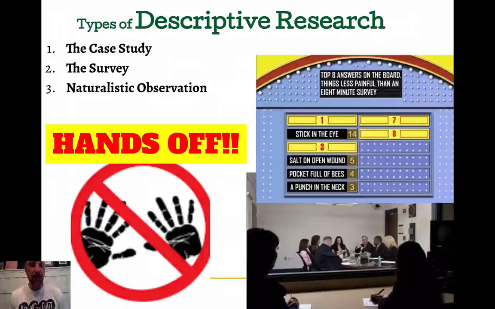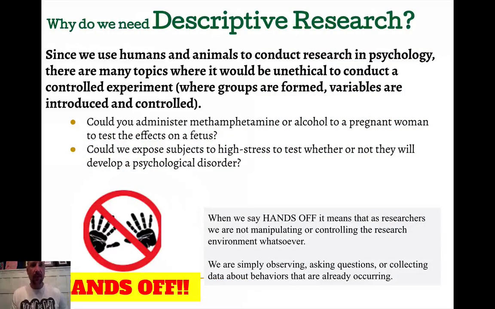An easy way to remember this, and we'll talk about this all year as we look at research, is that descriptive research is hands-off. All I'm doing as a researcher, whether I'm working in a university, or doing research like you will this year, or working for a private company, is not manipulating my subjects or their environment. My hands are off. All I'm doing is observing, asking, collecting data about what people are already doing, not manipulating them. So descriptive research, hands off. All we're doing is describing.